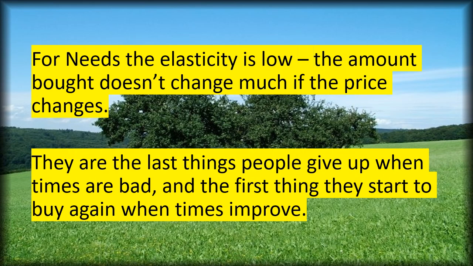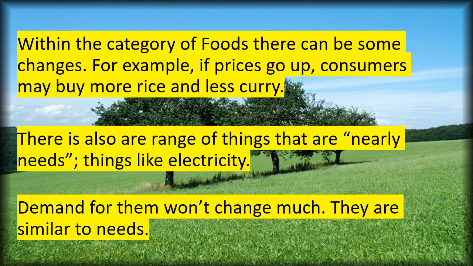For needs, the elasticity is low. The amount bought doesn't change much if the price changes. They're the last thing people give up when times are bad, and the first things they start to buy again when times improve. Within the category of foods, there can be some changes. For example, if prices go up, consumers may buy more rice and less curry. There is also a range of things that are nearly needs, things like electricity. Demand for them won't change much. They're similar to needs.